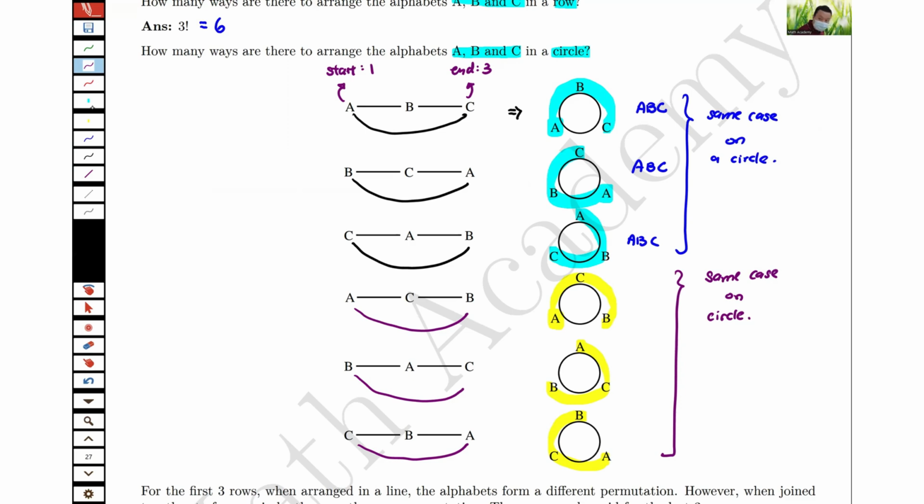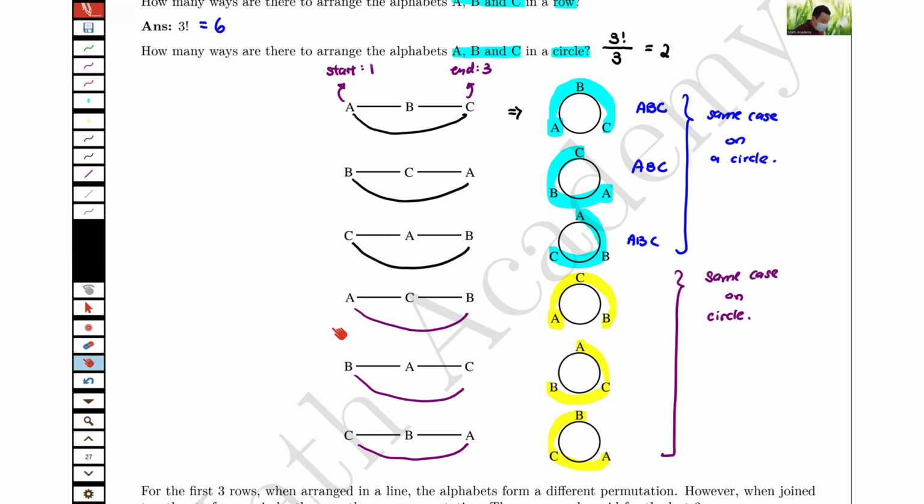Therefore, how many ways are there that we can arrange your 3 objects onto a circle? The number of ways will be, you take that 3 factorial you initially have and you do a division by 3. Because every 3 cases from a row becomes the same case on a circle on the right hand side. And hence this answer will be 2.